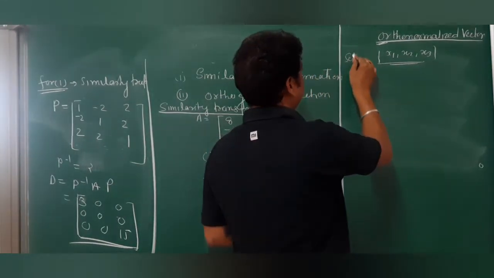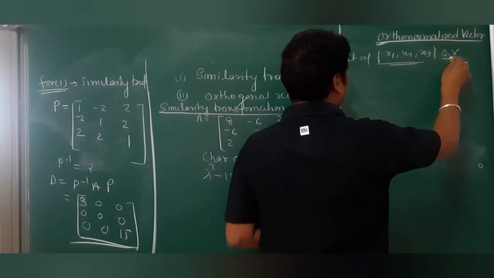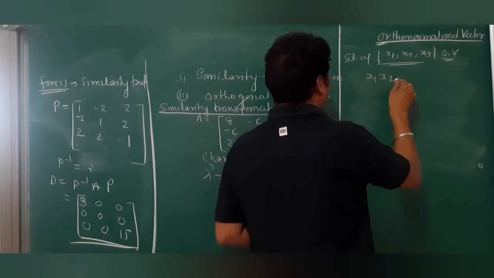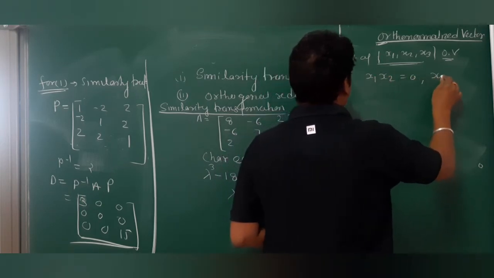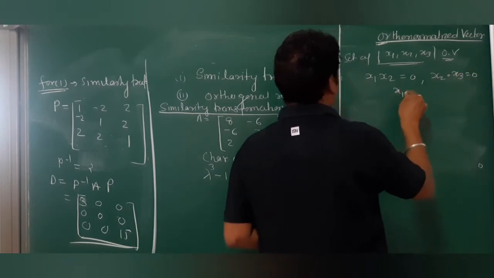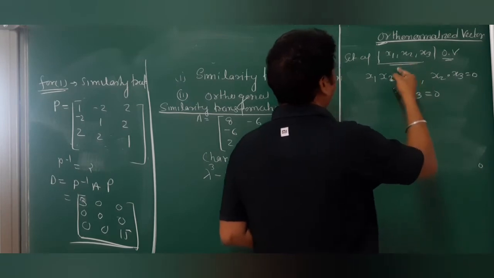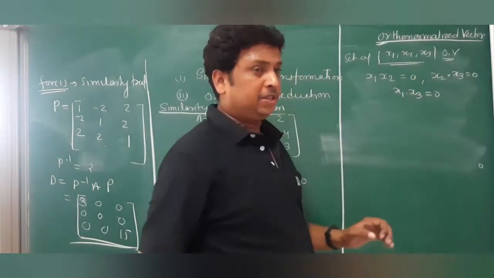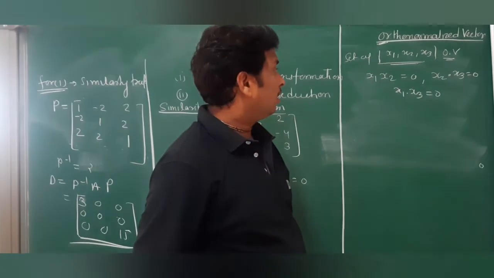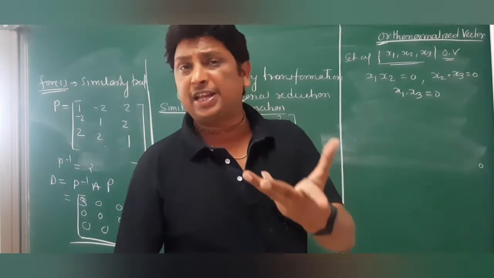Set of orthonormal vectors if x1 dot x2 is 0, x2 dot x3 is 0, and x1 dot x3 is 0. Means each vector is orthogonal to others. What is the meaning of orthogonal? Two vectors are orthogonal if their dot product is 0.